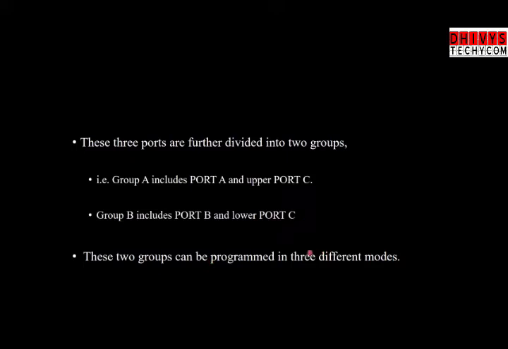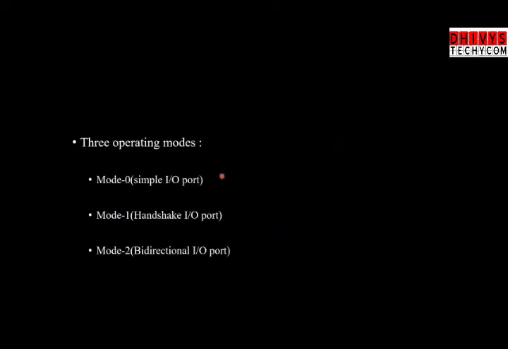2 groups with 3 ports can be accessed in 3 different modes. The first mode is simple I/O port, which is mode 0, the second is handshake I/O, which is mode 1, and the third is bidirectional I/O, which is mode 2. I just want to explain each of these modes. Mode 0 is simply a simple I/O port where you can connect a device or feed an input through which you can analyze the output. So you're feeding the system with an input, expecting an output.